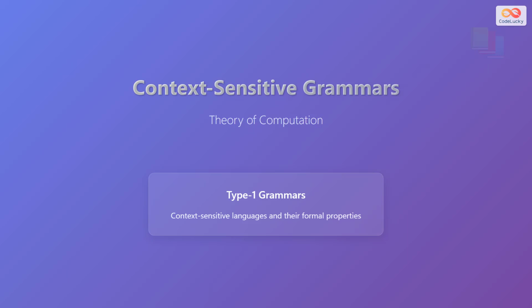Let's explore context-sensitive grammars, also known as Type-1 grammars, within the theory of computation. We will be discussing context-sensitive languages and their formal properties.